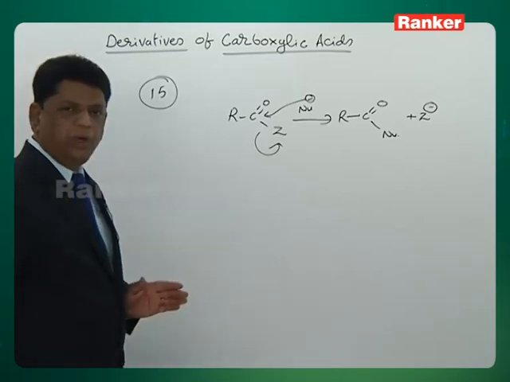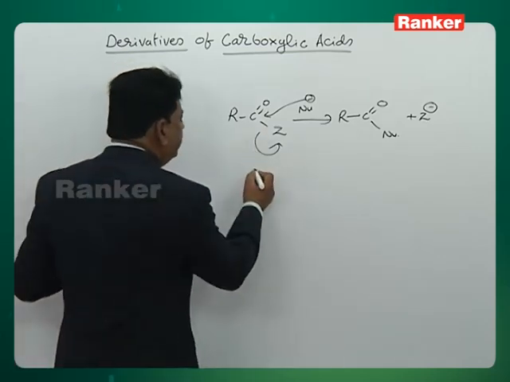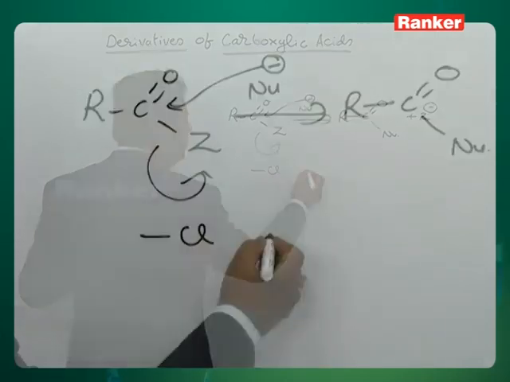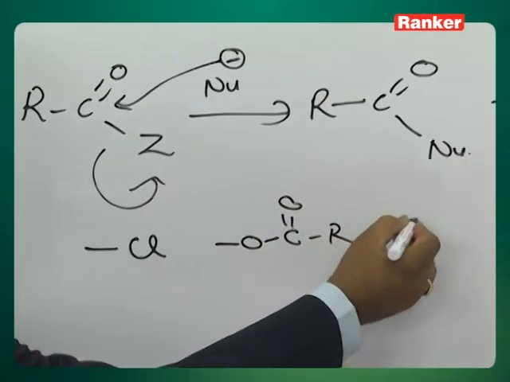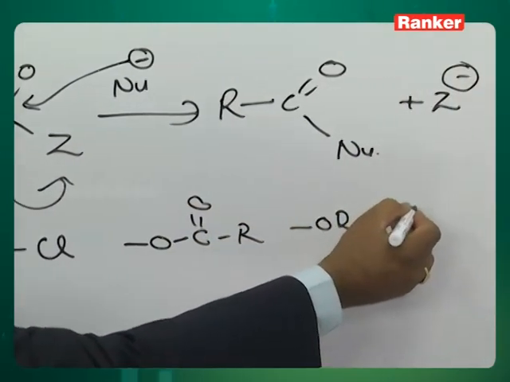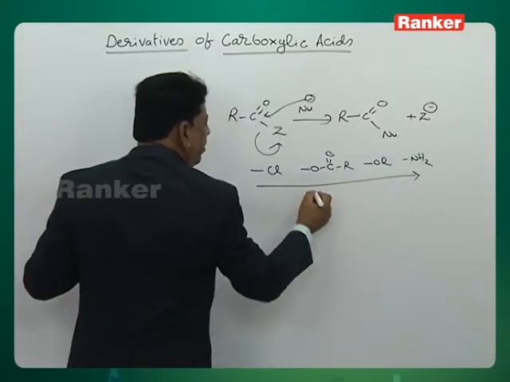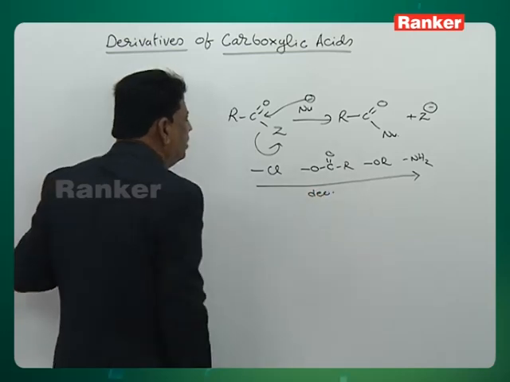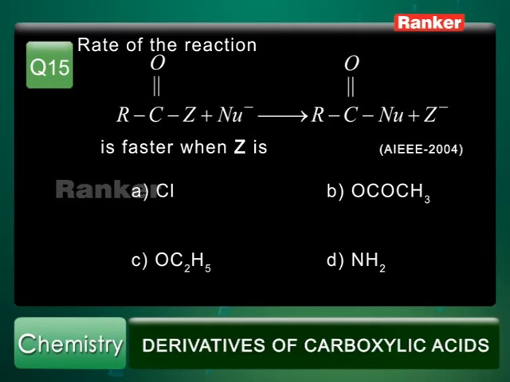The better the outgoing group, the faster the reaction will be. See, the order is first chlorine, halogen, then followed by OCOR, then followed by OR, then followed by NH2. So, this is the order of decreasing reactivity. Therefore, the best outgoing group is the Cl. So, therefore, the faster reaction is expected with option A.